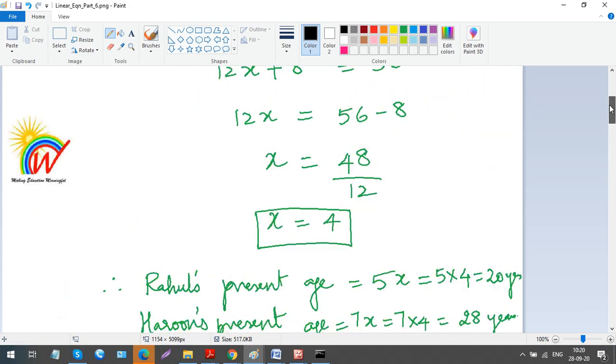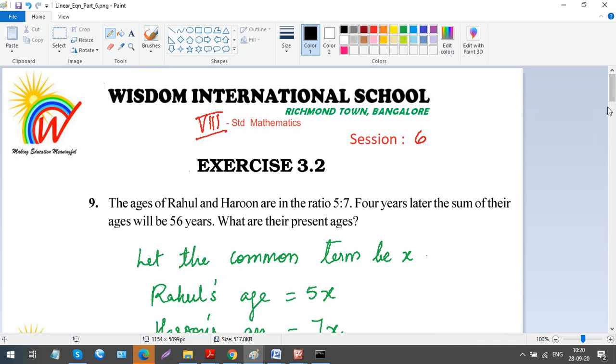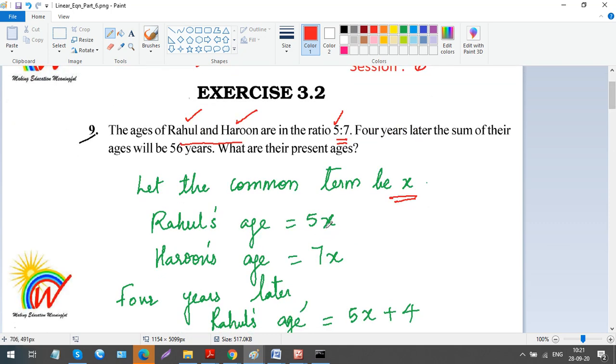So let's come to this. Let's start with question number 9. Here it says the ages of Rahul and Harun are in a ratio 5:7. As I told you, when I say ratio, you take the common term to be x. See, I have taken, let the common term be x. So what will be the age of Harun? The Rahul is written first, Harun is written second. So 5 goes for Rahul, 7 goes for Harun. So I'll have to write it as 5x and 7x.